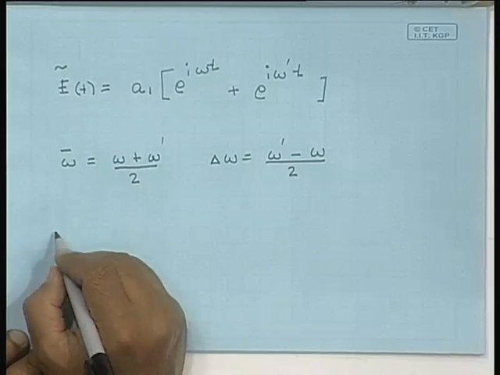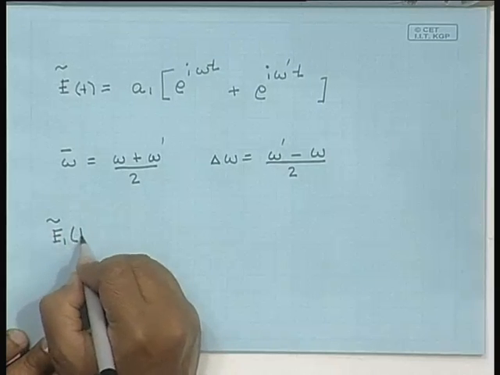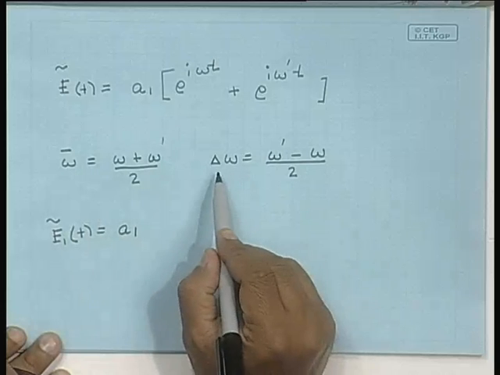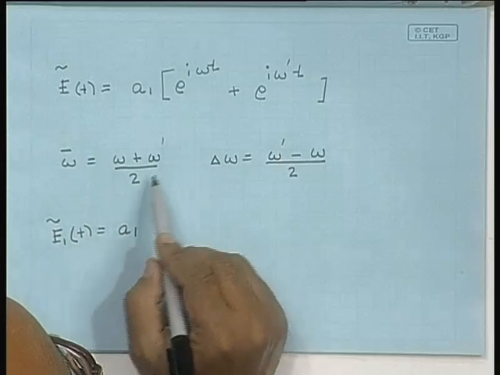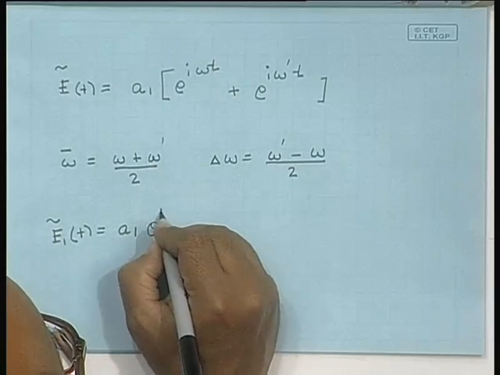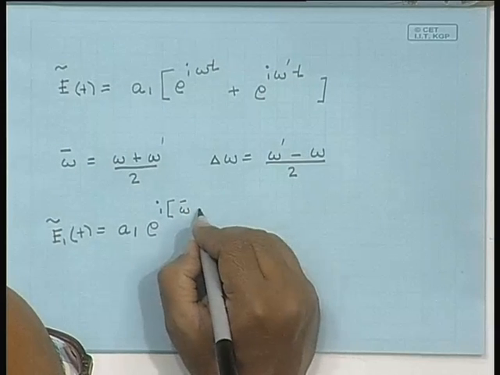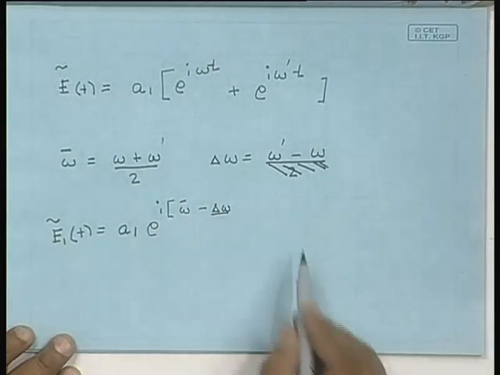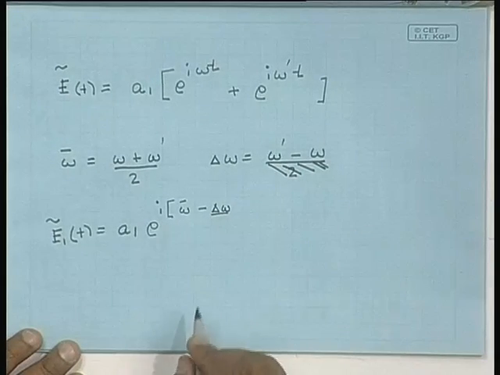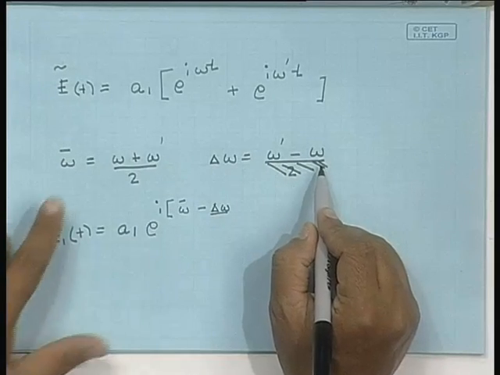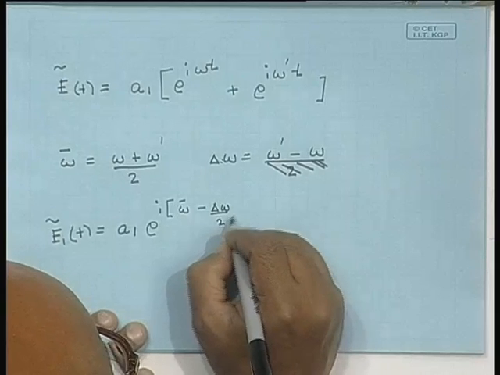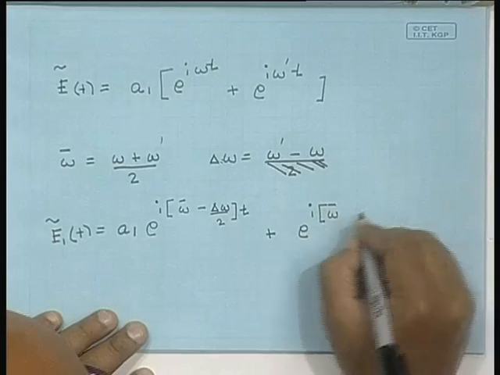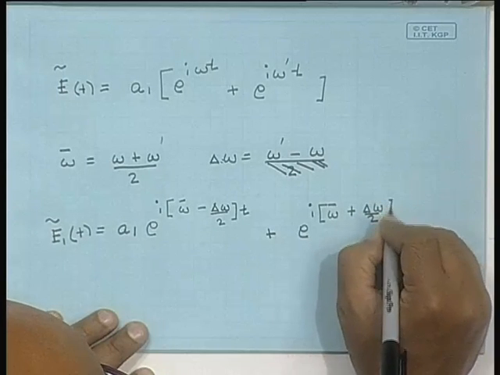Then this wave can be written as A1, and we will write ω in terms of the average frequency and the difference in the frequencies. Sorry, this Δω does not have the 1 by 2 over here. The difference in frequencies is ω' minus ω. So, we can write ω as ω̄ minus half of Δω. The first term can be written like this, and the second term can be written as e^(i(ω̄ + Δω/2)t).